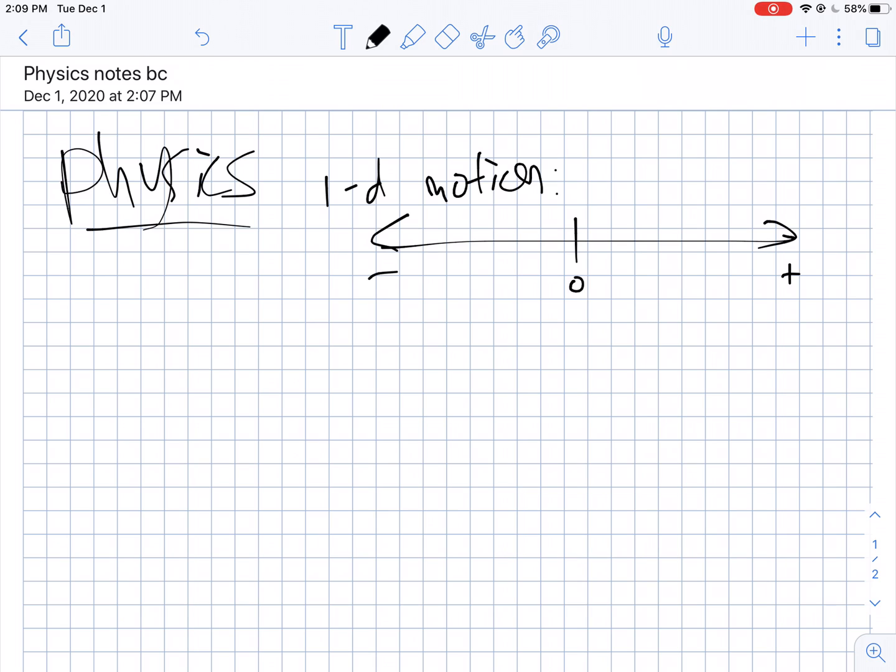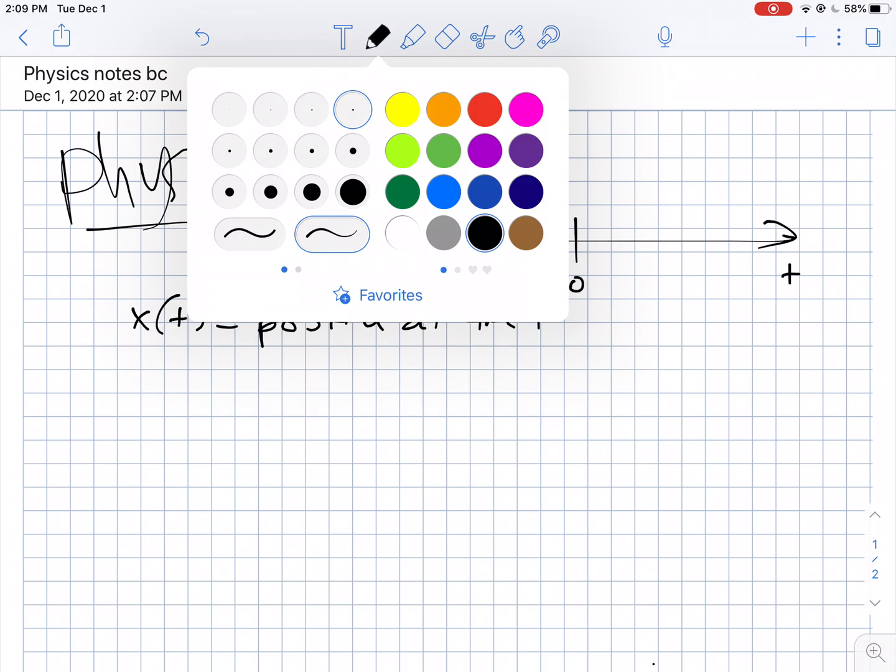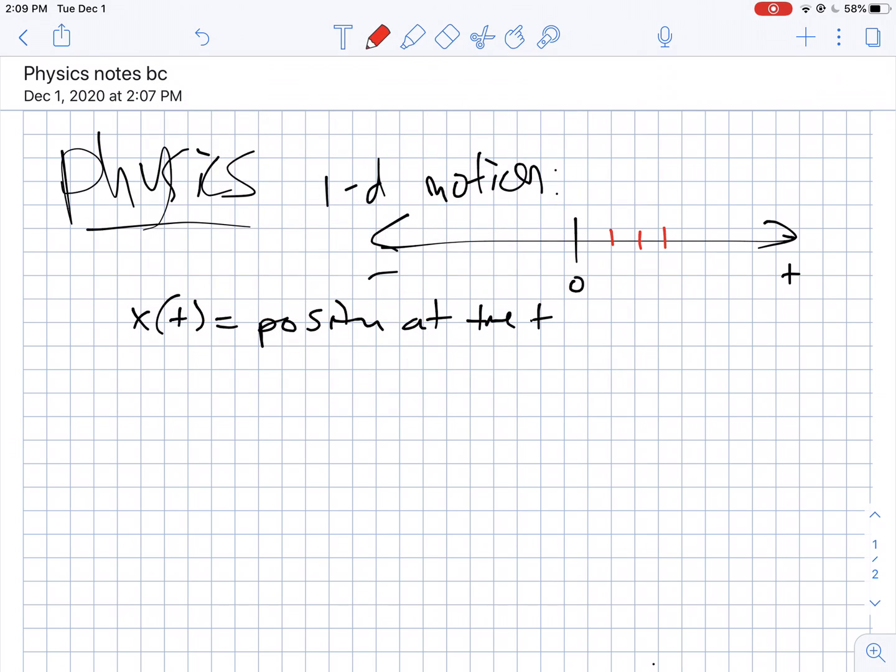Just to remind you of a couple things, x of t is a position as a function of time. It is our position at time t. t is not really shown on the graph, but if you're at some position, like let's say you're at spot 1, 2, 3, that's saying that x is equal to 3 if you're at that point. So that just tells you where you are along the line.